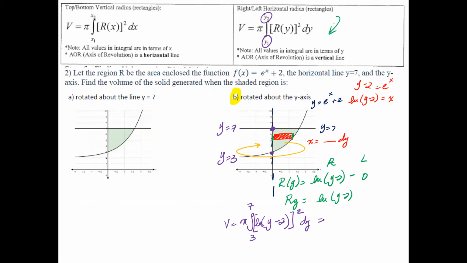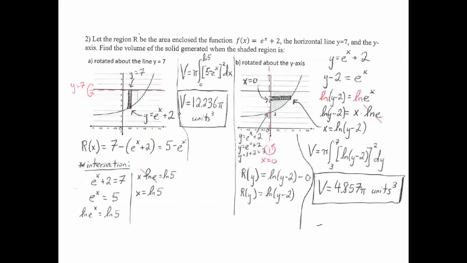You will find out that when you plug in the upper and lower bounds from 3 to 7, your volume is going to give you 4.9 pi units cubed. Now go ahead and give A a try on your own. And if you would like to take a look at the answers, here it is.